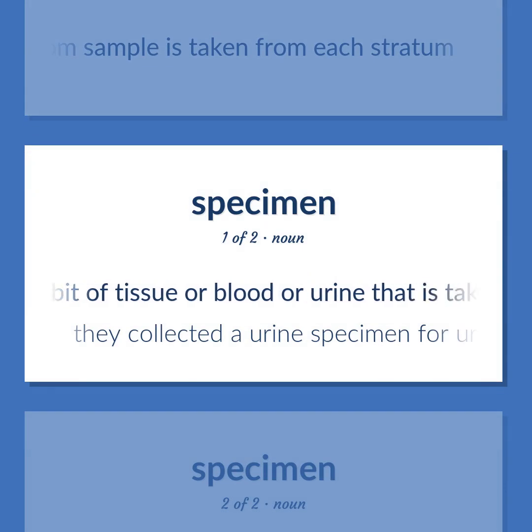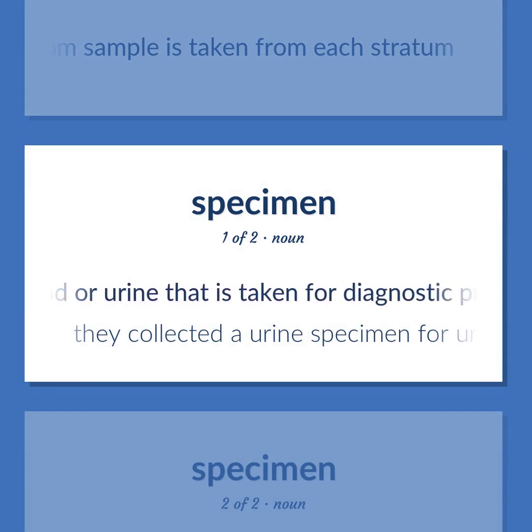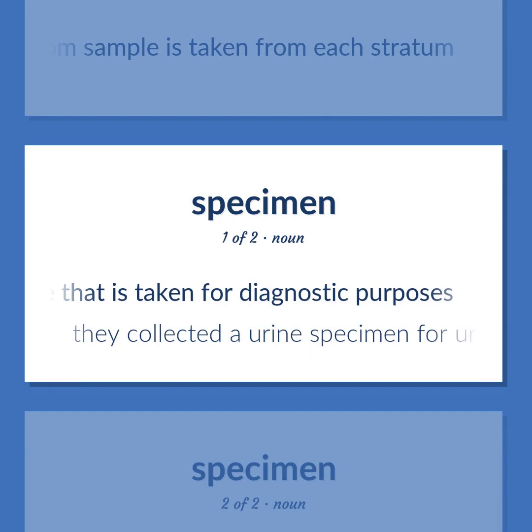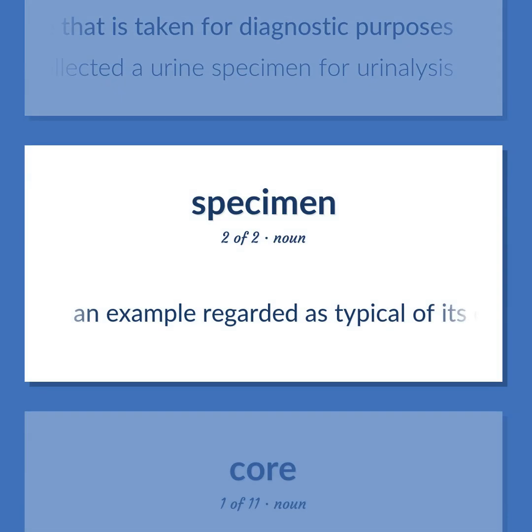A bit of tissue or blood or urine that is taken for diagnostic purposes. They collected a urine specimen for urinalysis. An example regarded as typical of its class.